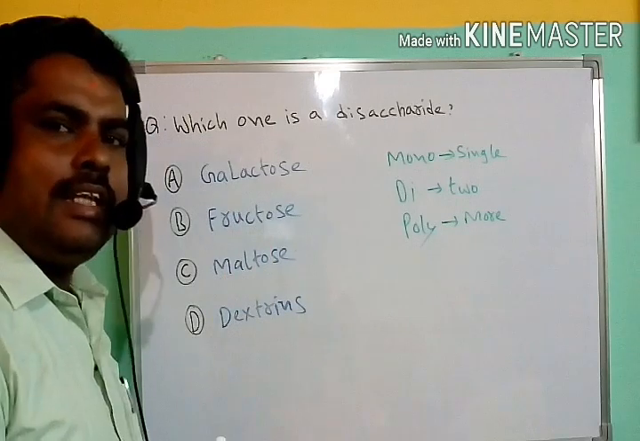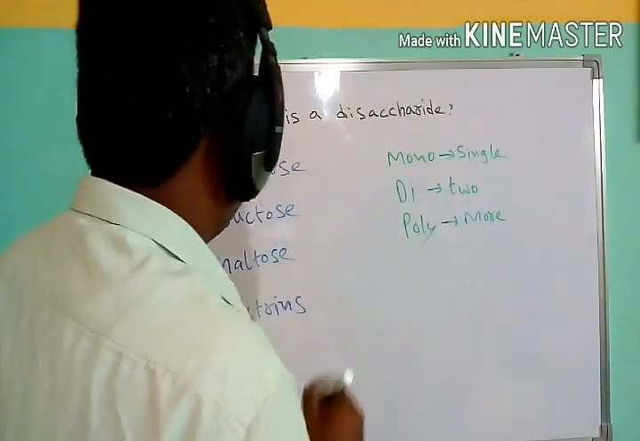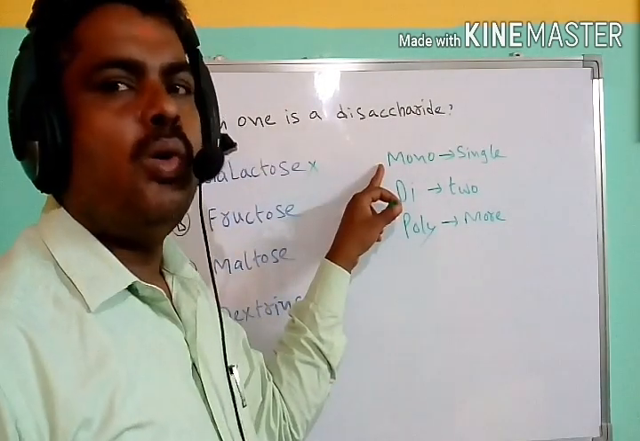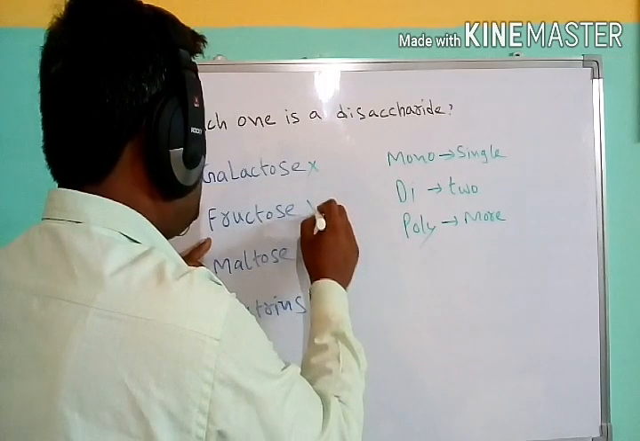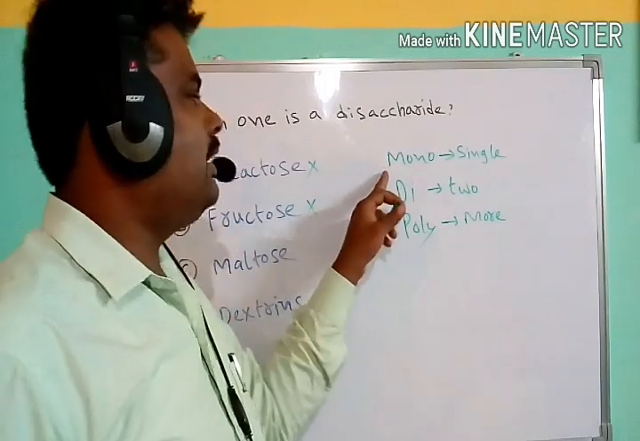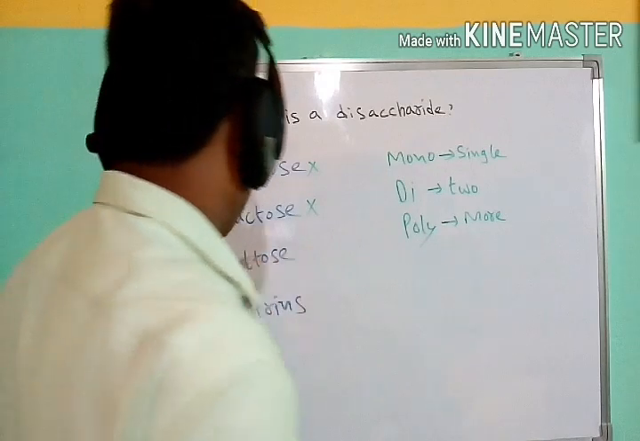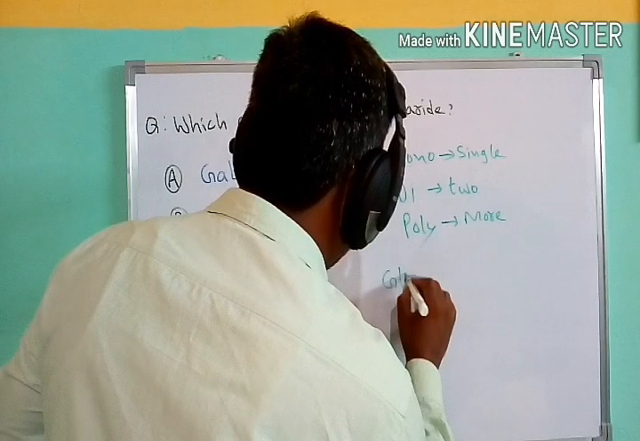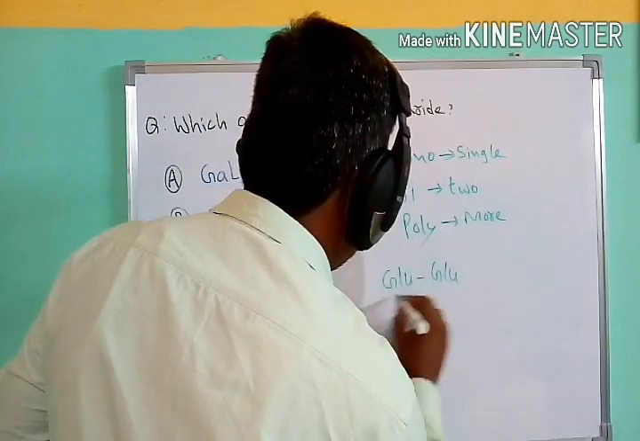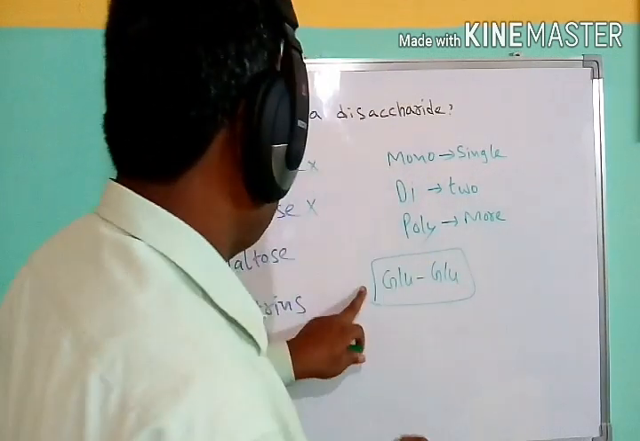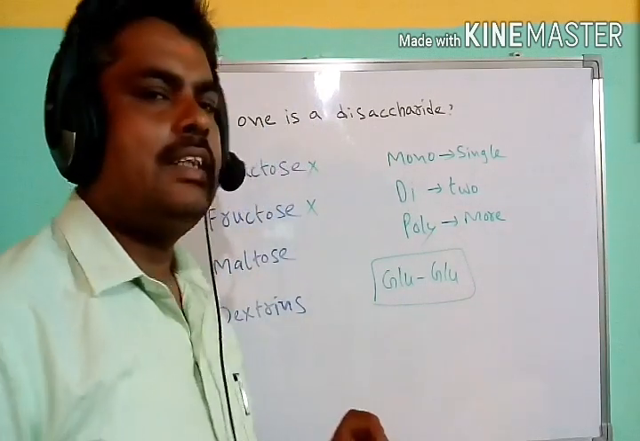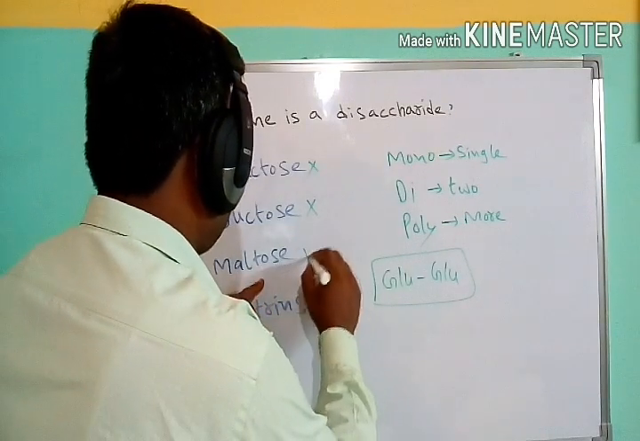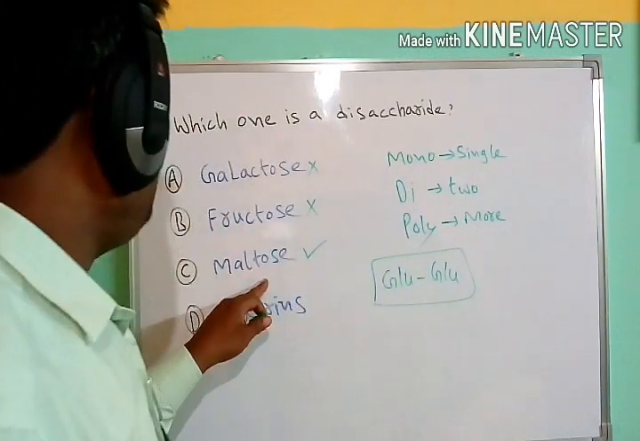Galactose. Galactose is a monomer, so it is not a disaccharide. It comes under monosaccharides. Fructose is also a simple sugar, and it also comes under monosaccharides. Next, maltose. In maltose, two glucose molecules are attached and form the structure of maltose. This maltose is a disaccharide. So it is a disaccharide.